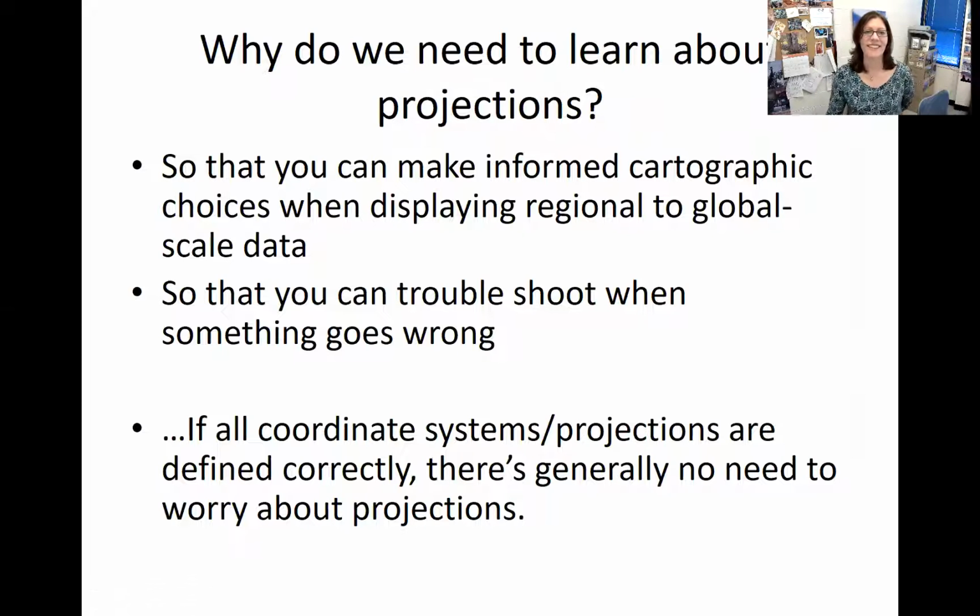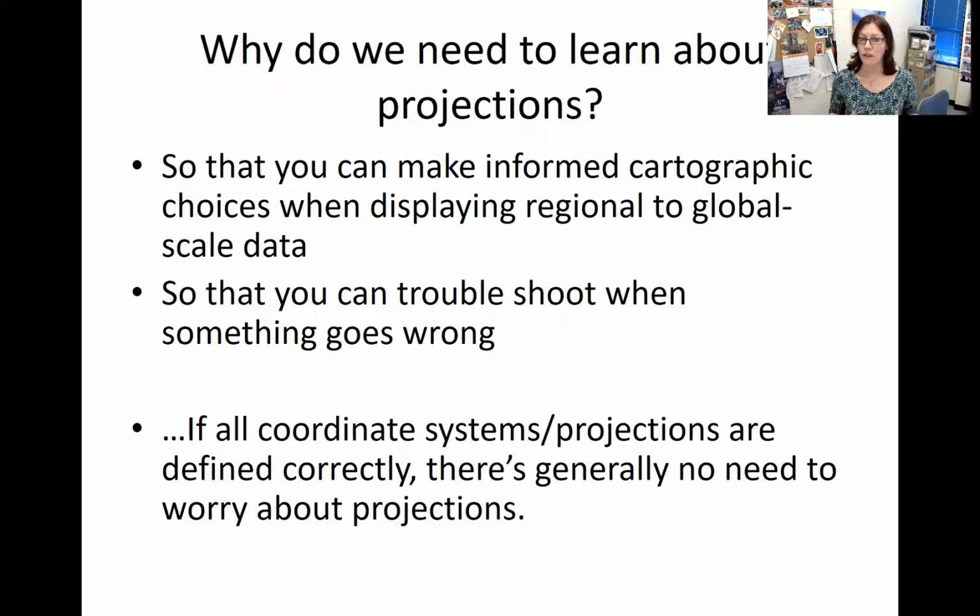All right, the next question is, why am I forcing you to do this? Why do we need to spend all this time learning about projections or worrying about this stuff? So there are two main reasons. One is for cartography. From a cartographic perspective, especially if you are displaying large regions like North America or Australia, or if you're describing or mapping the entire world, like all the continents or all of the oceans of the world, that is a point at which projections really start to matter in terms of how your data are conveyed to your audience.